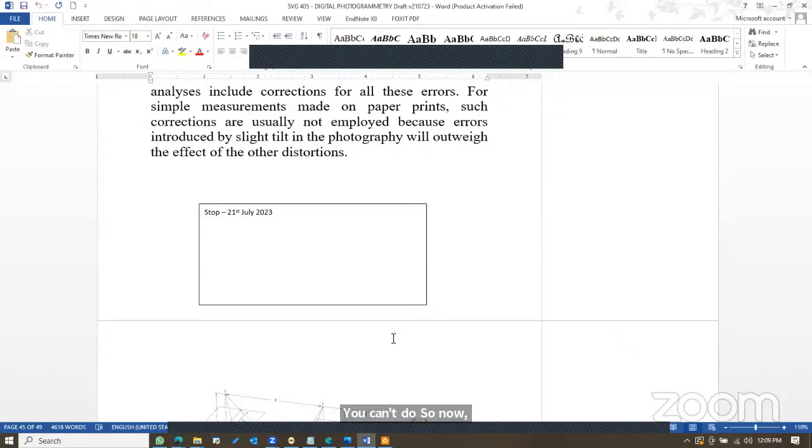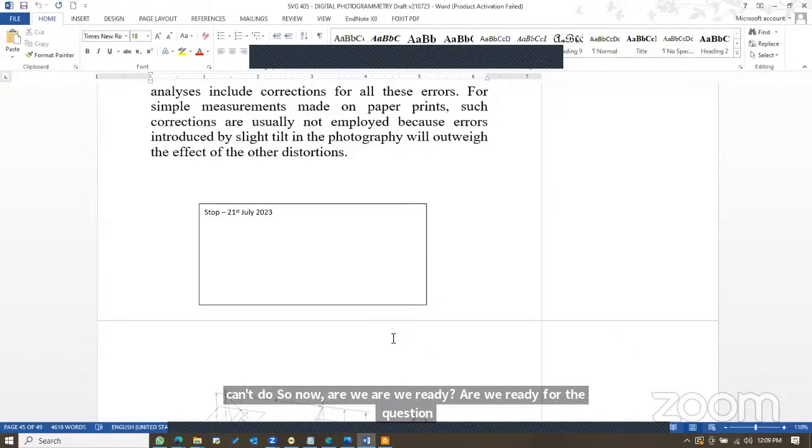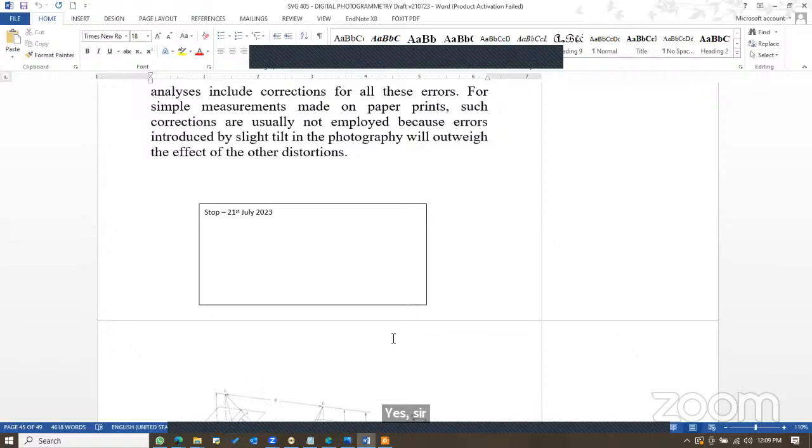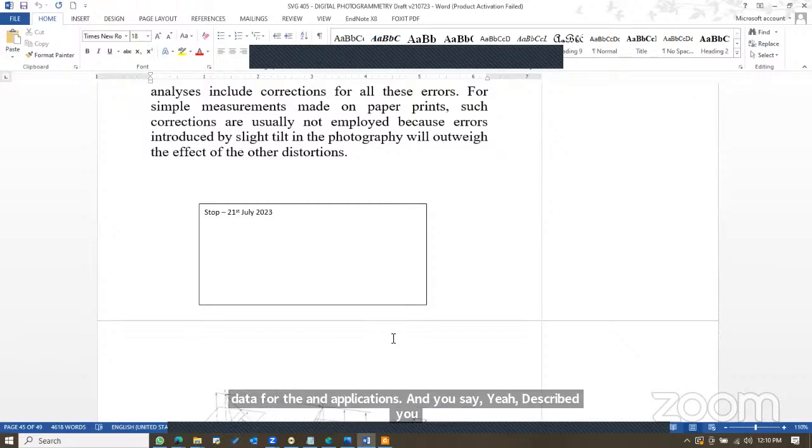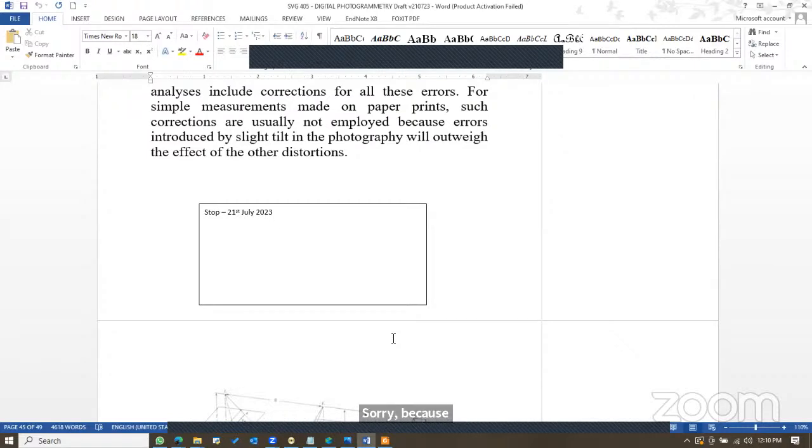So now, are we ready? Are we ready for the question? Yes, sir. So describe the use of photomodeler software in data photogrammetry and its relevant application. You have 15 minutes to write that. Describe the use of what? The network is bad. Describe the use of photomodeler software in data photogrammetry and its relevant application.